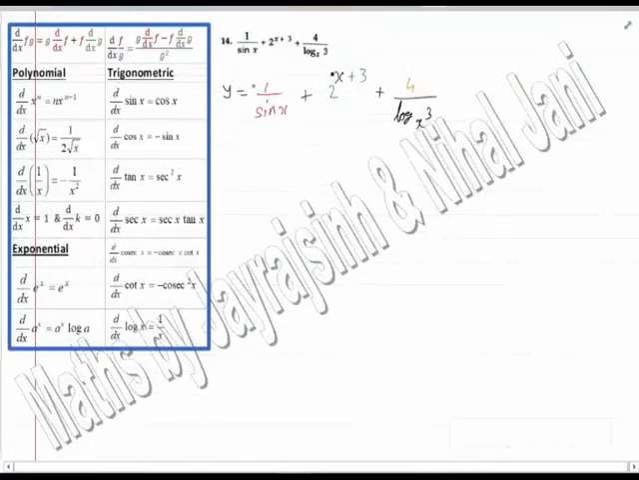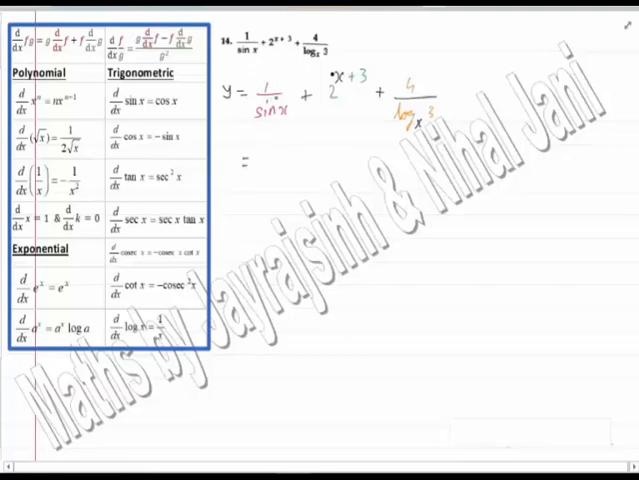Question number 14. y is equal to 1 upon sin x plus 2 raised to x plus 3 plus 4 upon log 3 base x. Here we have three individual terms, but each term doesn't have any standard form, so we cannot apply direct differentiation, right? So we have to simplify them into the standard form.